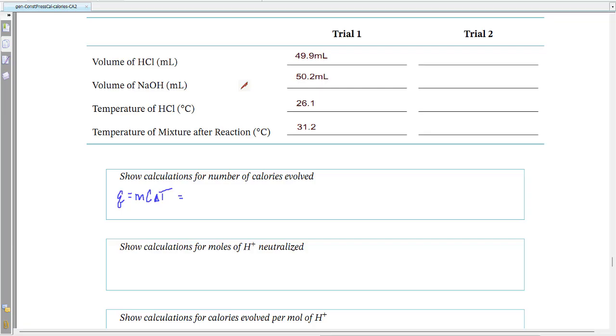So the calorimeter is full of liquid. In this case, the mass of that calorimeter is going to be both of these liquids together. And so when we add those up, that's 100.1 milliliters. And we're making the gross assumption here that these have a density of 1 gram per milliliter, which at the concentrations employed in this lab, that's a fair assumption. So we're going to say here that the mass we're dealing with is 100.1 grams.